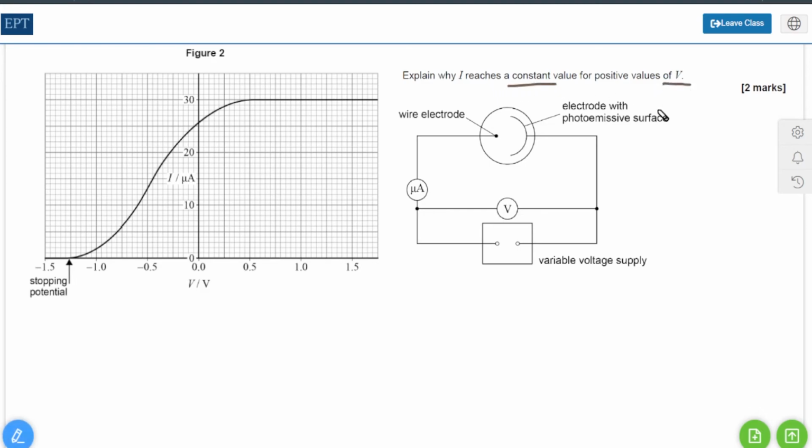Next, we've been asked to explain why we get the flat plateau of a constant value for current at certain values of positive V. And this comes down to the fact, as we've said before, that electrons are leaving the surface in different directions with different kinetic energies. So some of them, if there's no potential there, will just miss the wire electrode. So if you make that electrode on the left there positive, then even those electrons that we're going to miss, if the potential is high enough, will eventually get pulled in and hit that electrode. And so at this point, which is around about half a volt, every single electron being emitted from the photoemissive surface is arriving at the anode.